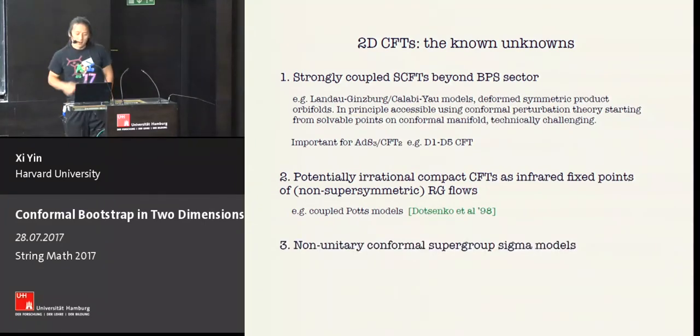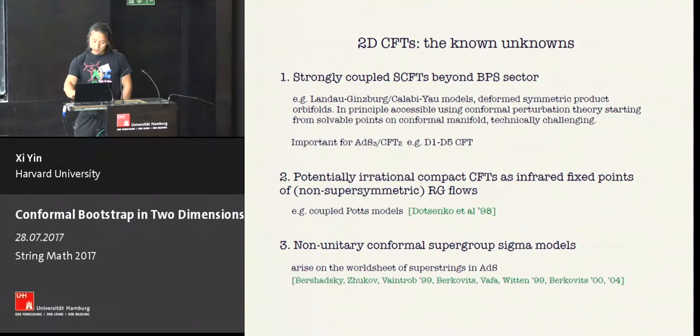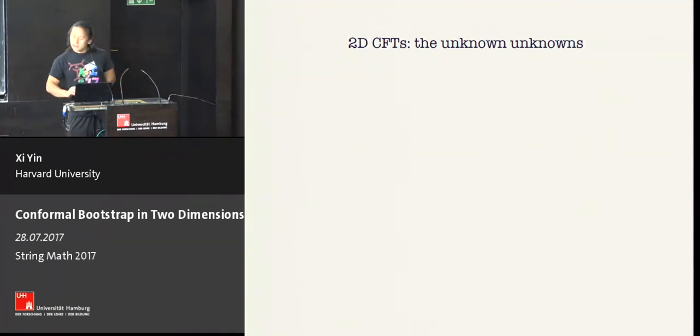And then an interesting class of non-unitary conformal field theories are non-unitary conformal supergroup sigma models. These play an important role for perturbative string theory in AdS. And in fact, there has been a lot of effort by people here, Volker Schomerus and collaborators, on the subject. But a lot of interesting questions are still not known about these CFTs, despite the fact that they have a lot of symmetries. OK, so now I'm coming to the unknown unknowns.